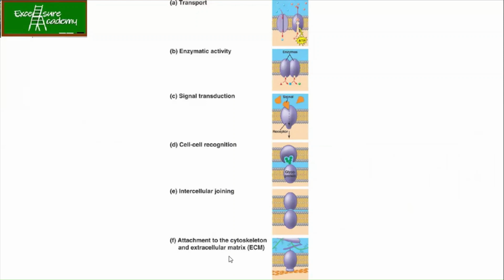And the last one is about the attachment to the cytoskeleton and extracellular matrix. So here also we are going to discuss how the cell membrane and the proteins are interacting with the cytoskeleton. So what are the different types of cytoskeleton we know of? Microtubules are there, microfilaments are there, actin, okay, and then we have got the intermediate filaments. So all these three are the cytoskeleton of your cell.